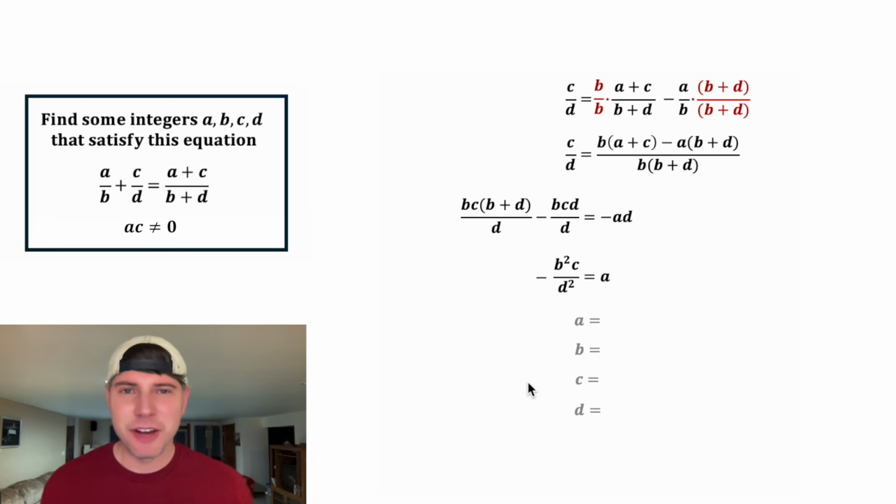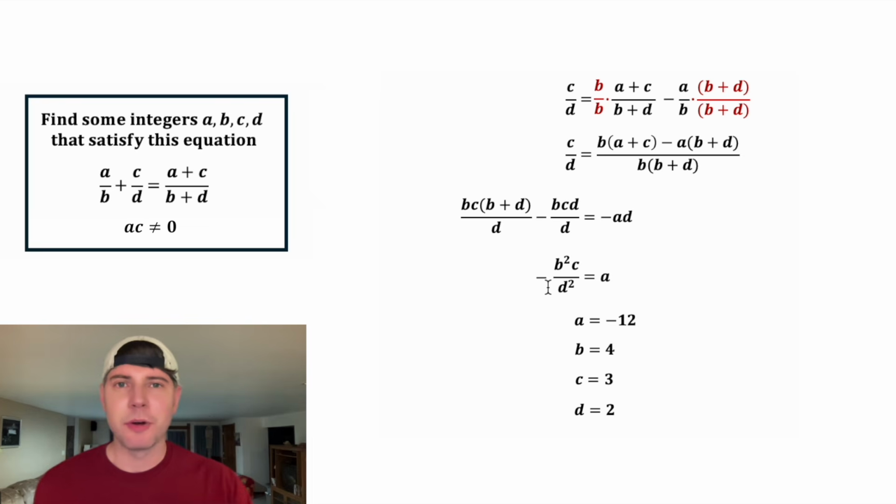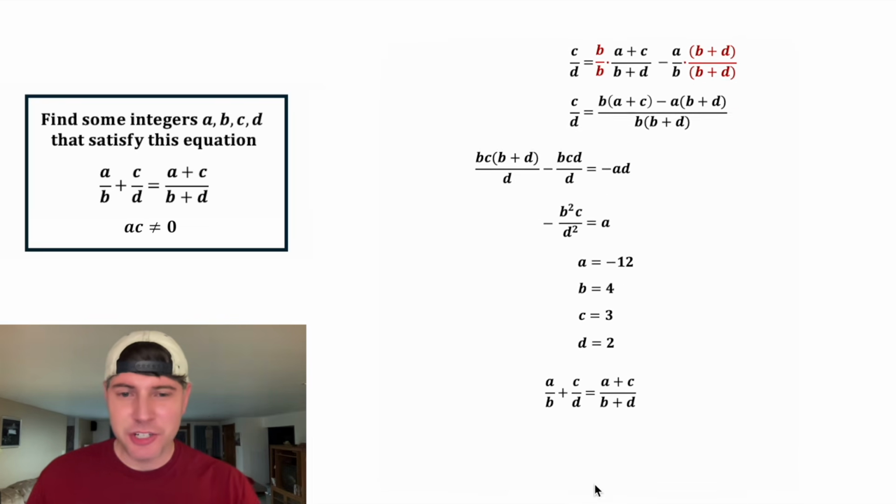And now let's see if we can find some integers for a, b, c, and d. So c, I think, could be any integer, but the a depends on the fact that b squared and d squared have to simplify. So let's make b a 4 and d a 2. So the 4 squared is 16 and the 2 squared is 4. Those will simplify. And then let's do 3 for c. That means a would be negative 16 times 3 over 4, which is negative 12. And now we have 4 integers that should work.